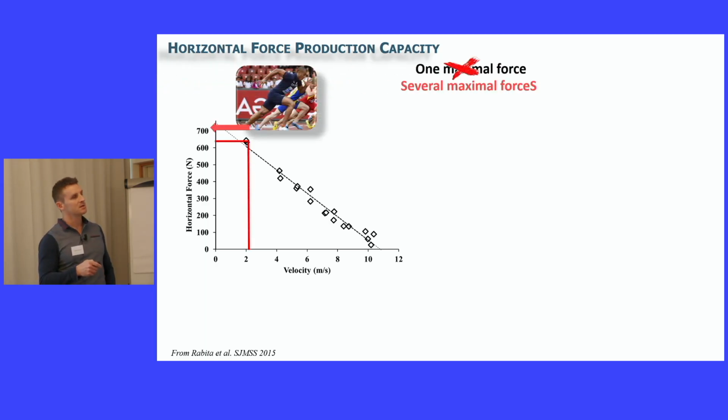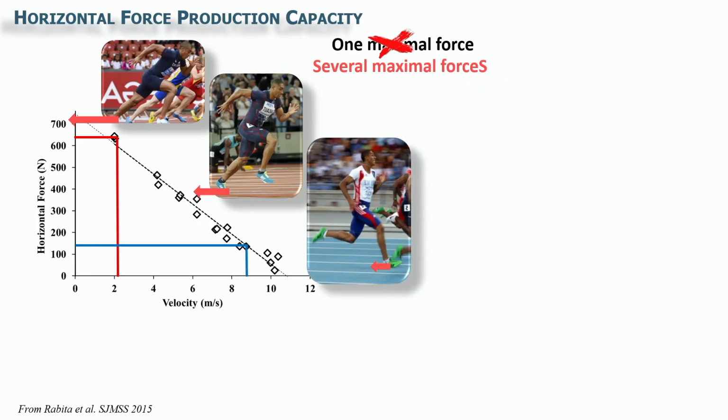It represents that we have not only one maximal force, but several maximal forces at the different velocities during an acceleration. For example, here at the first step of a sprint, the sprinter, Jimmy Vicaut, is able to produce more than 600 newtons at 2 meters per second. But some steps later, when he was at more than 8 meters per second, he was able to produce just a little more than 100 newtons.